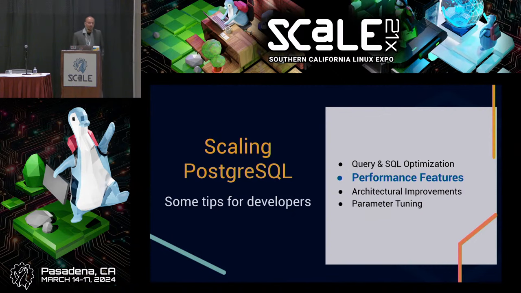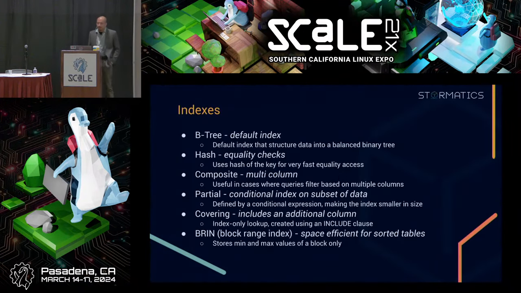Now, the next point that I'd like to discuss are some performance features that Postgres offers. And mostly, I would want to talk about indexes over here. Now, Postgres offers different types of indexes that you can leverage based on your use case, based on how you want to query the data that is in the table. The default index, if you don't specify anything, is the binary tree index.